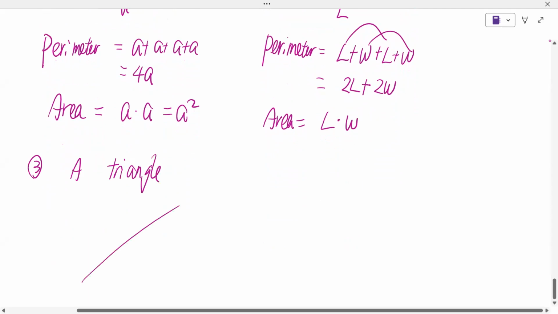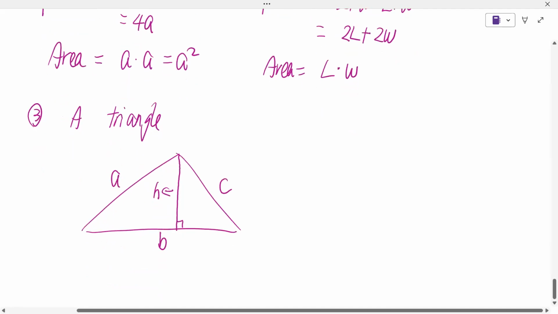And let's say we have a triangle here. And we have three sides, right? So this is side A, side B, and side C. And also, let's say we draw this perpendicular line towards the base. B represents the base. And assuming this is H, then the perimeter adds up the three sides, right? A and B and C. So A plus B plus C, three sides.